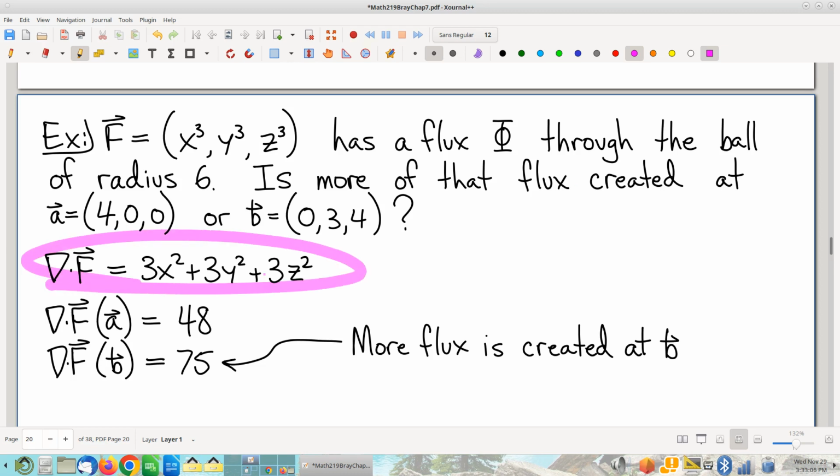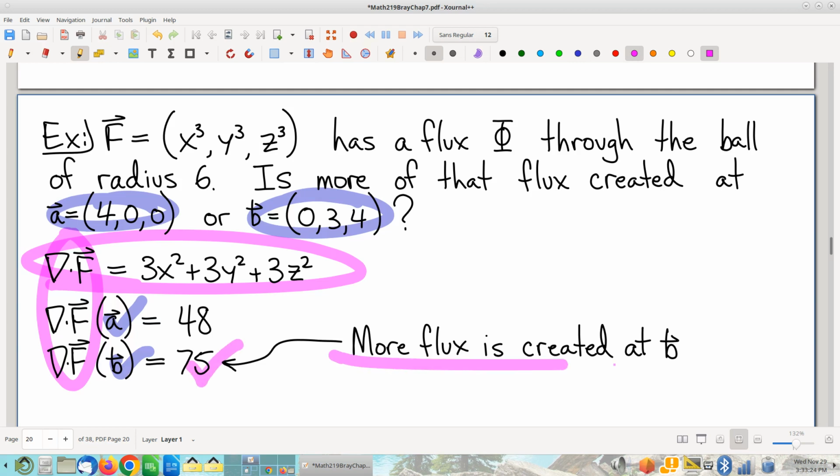So divergence, that we can easily compute, is what you plug your two points, A and B, into. You plug in those two points and see where the divergence is biggest. The divergence is biggest here, so more flux is coming from B than is coming from A. Just like if the derivative is larger, that means there's more change coming from that point than the other. Everybody all right?